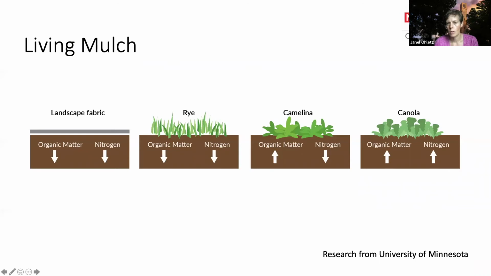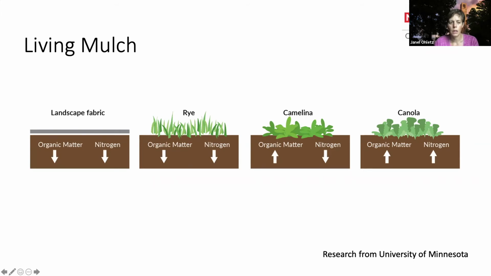But then there's another alternative, and that's looking at living mulch, and you could have your crop and then use some living mulch there as well. That can be helpful in giving the nutrients to the plants as well as helping in weed suppression. And this experiment from the University of Minnesota looked at comparing landscape fabric to rye, camelina, and canola in the effect on both organic matter, and whether it went up or down, and nitrogen.